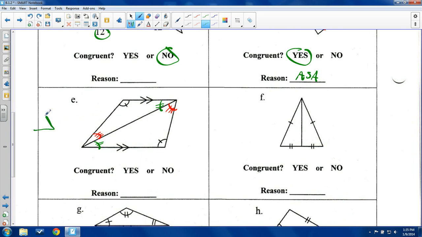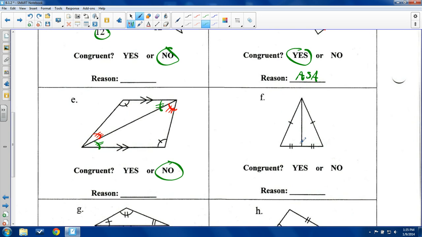Because imagine I have two triangles, this guy and this guy. They share the same angle measurements, but different side lengths. We don't know what they are, so we can't assume. So no, no proof, not congruent.